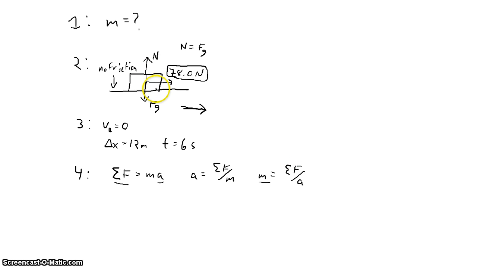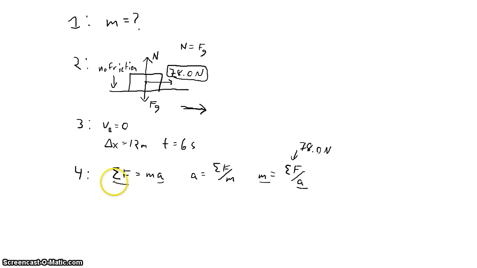The other two forces are vertical, and we already know that they are equal and opposite, so they already balance each other out to 0. So we don't need to take them into account in this problem. So we know that this must be 78.0 newtons. So the question then becomes, well, we need to know what the acceleration is.